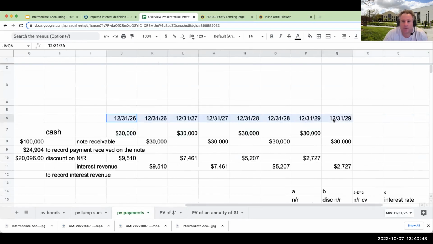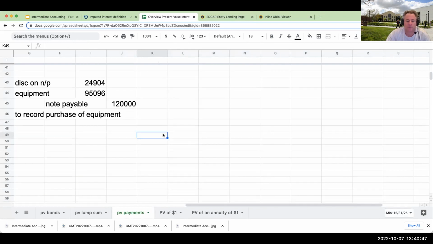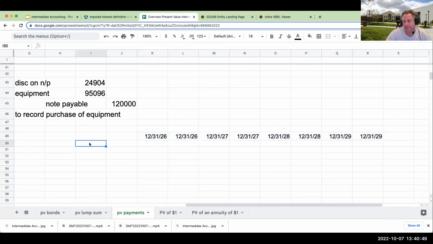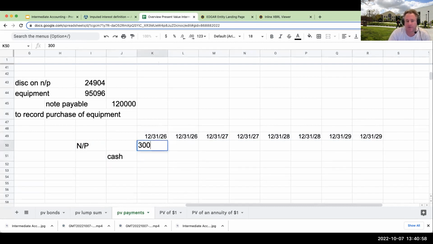Over here, we'll be going through now and taking a look at this. Okay, so let's do the same thing. What happens every single year? Well, every single year, I'm going to be debiting notes payable and crediting cash for 30,000, right? Because I have to make payments of 30,000 every single year for the next 4 years. Okay, so let's go through and do that part.